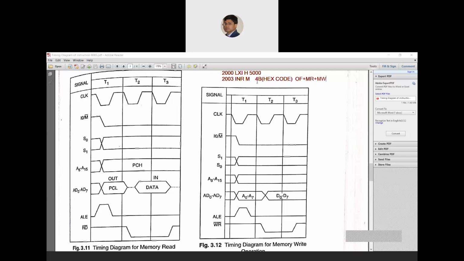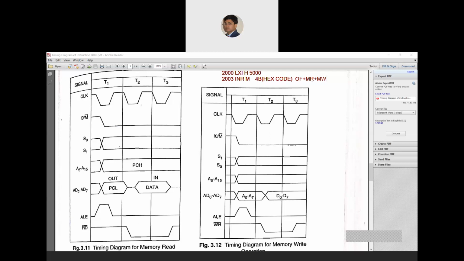After that, it will decode the 4B data. When it is decoding this data, the microprocessor will understand that it has to go to the location pointed to by the HL pair. After going to that location, what will the microprocessor do? It will read the data held by that location. So a memory read operation is required.